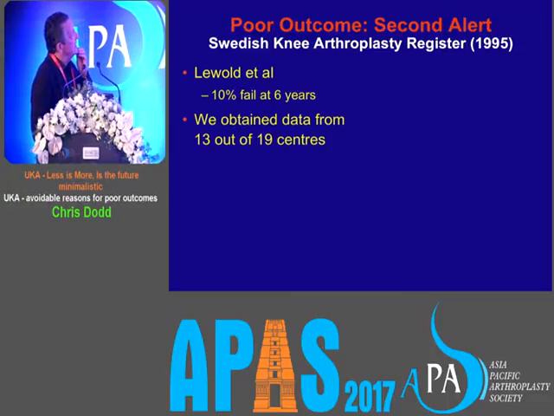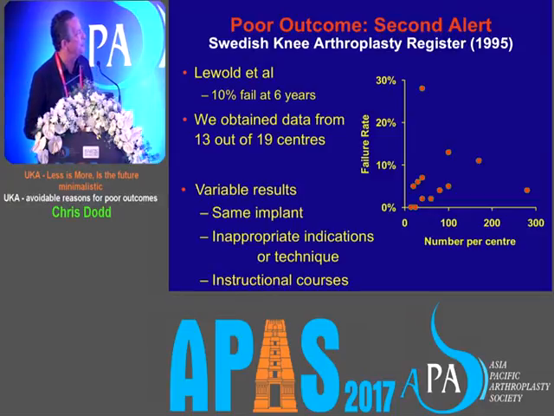And then again, about 10 years later in 1995, this is from the Swedish knee arthroplasty register. You can see here Lewold showed 10% failure. Again, this was the Oxford, which was the most commonly performed uni at that time, showing 10% failure rate at 6 years. And they suggested that that was way too high, which it certainly was, and you should not use it. Now, of course, one was interested to look at this in a bit more detail.